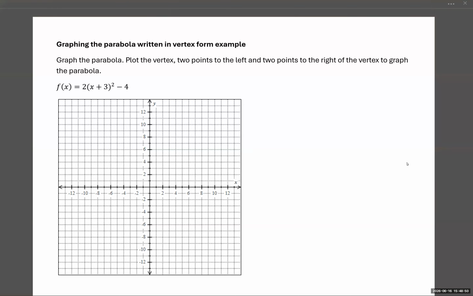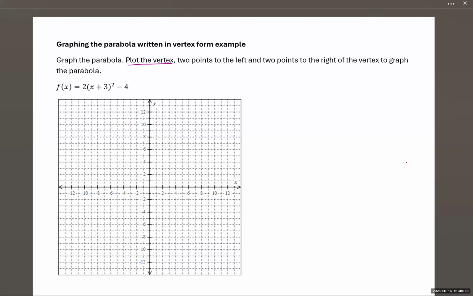In this example, we're going to focus on graphing the parabola that's written in the vertex form. Now, we have already graphed these by transformation of functions in chapter 2, but we will actually graph these examples by making a table of values. So we'll go ahead and start with the vertex. So it says plot the vertex and then 2 points on the left and 2 points on the right of the vertex. So that's what we're going to do.